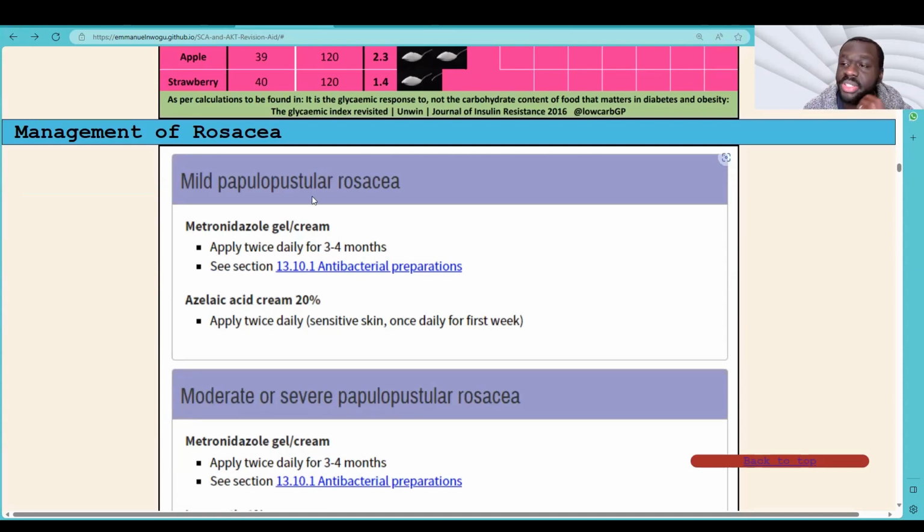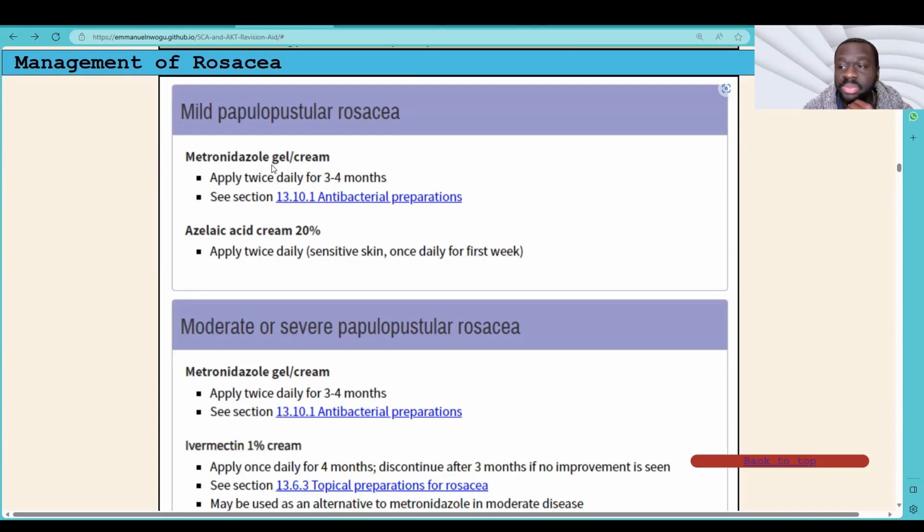Let's look at rosacea. Previously called acne rosacea, because it typically appears on the face as spots as well. For mild papulopustular rosacea, you typically use a moisturizing gel or cream, applied twice daily for 3 to 4 months.